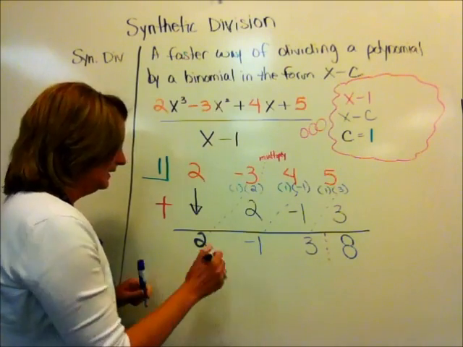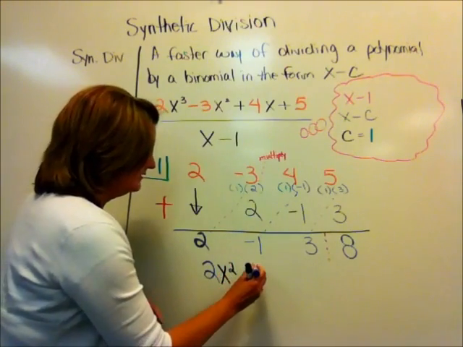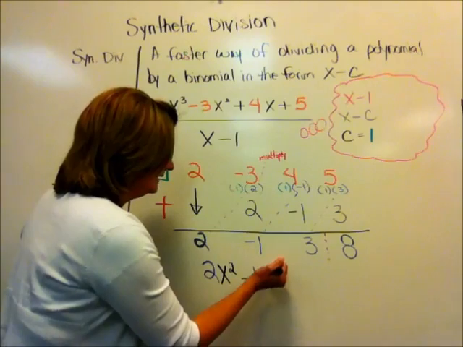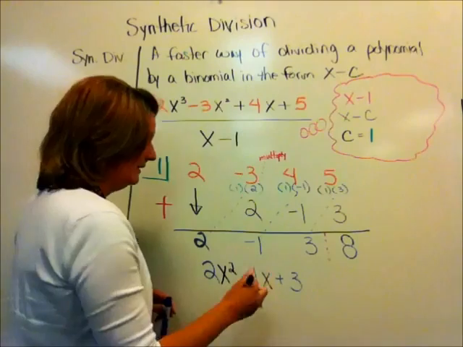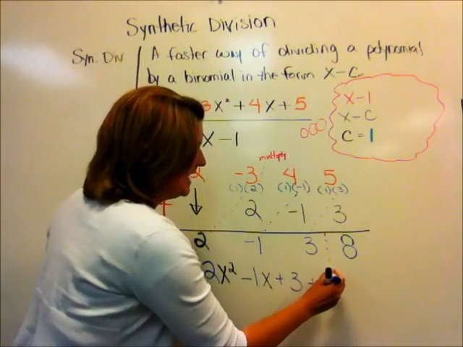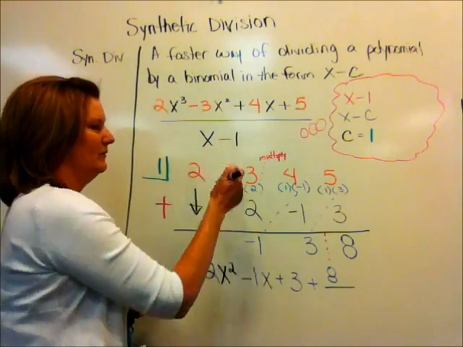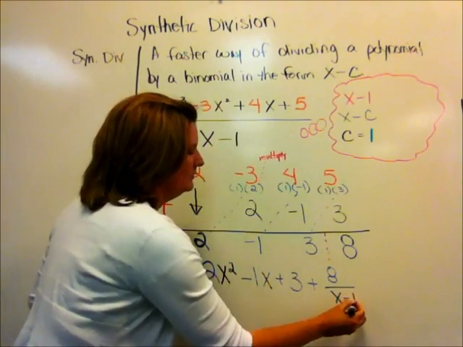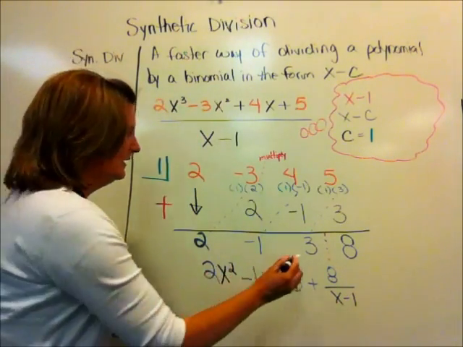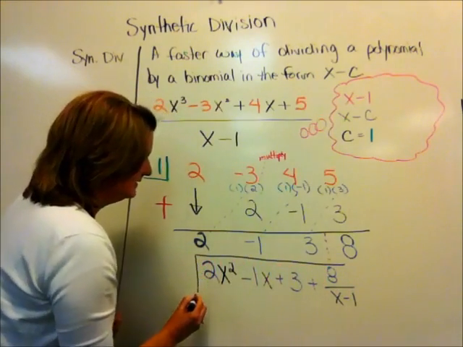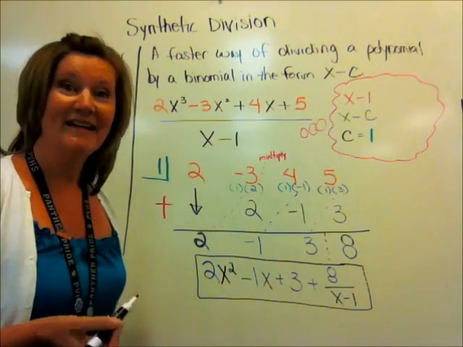Here's my 2. Here's my x squared minus 1x plus 3 plus 8, and there's my remainder, and it all goes over my original divisor, x minus 1. And guess what? I'm finished. That's all I need to do. This is the answer. If you would have done this long division, you would have ended up with the exact same thing. It's that simple.